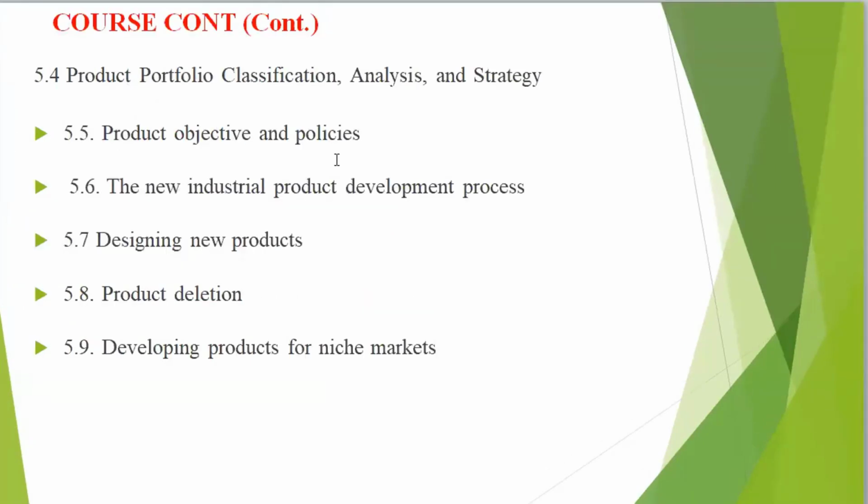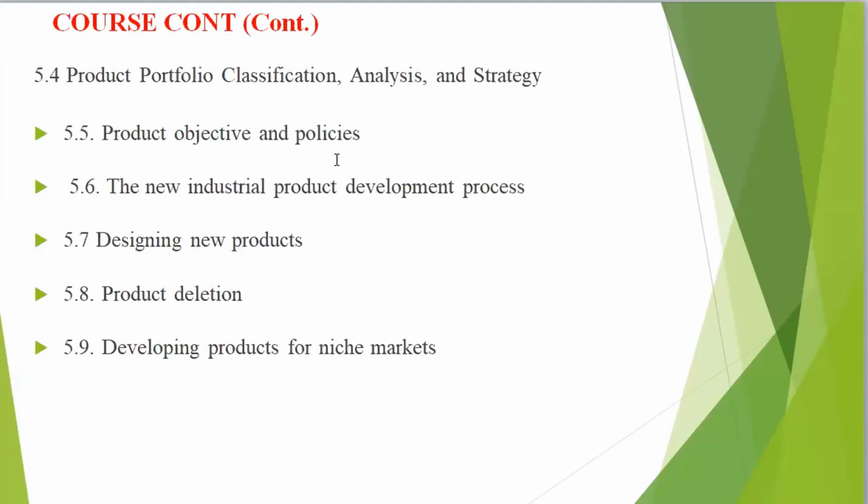Within this chapter, we'll see product portfolio classification. Portfolio means simply a group of products. Groups of products are classified, analyzed, and we will adopt different strategies. And we'll see why business organizations are producing products. There are different product objectives and product policies. Some products may be introduced to the market to stabilize market inflation.